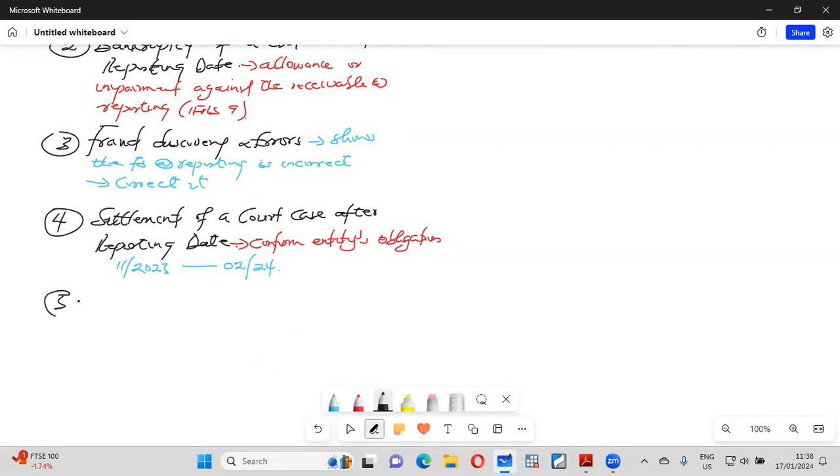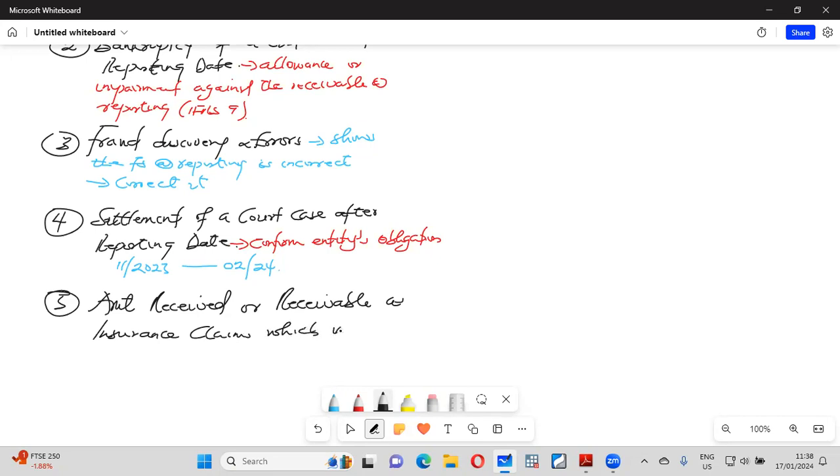So let me say that amount received or receivable as an insurance claim which were being negotiated at the reporting date. So this one is a little open.